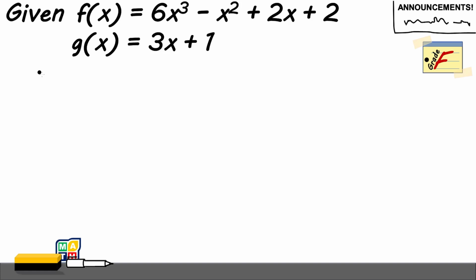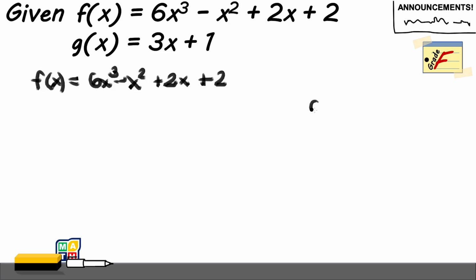Let me rewrite here our given function. You have f of x, and we need the entire given. You have 6x cubed minus x squared, plus 2x here and plus 2. So this entire dividend will be divided by this divisor, g of x. Our g of x is 3x plus 1.